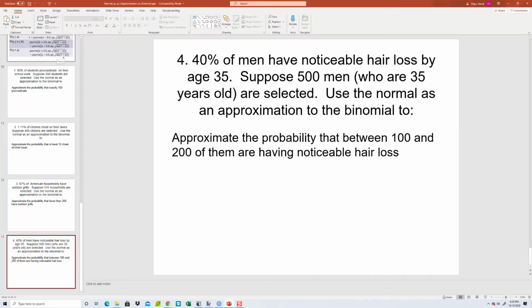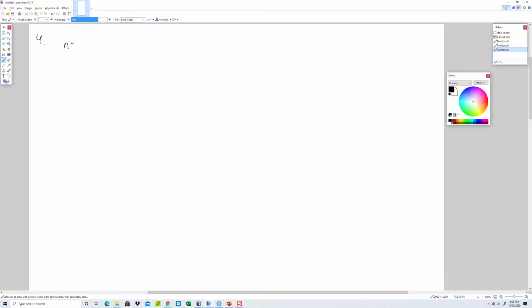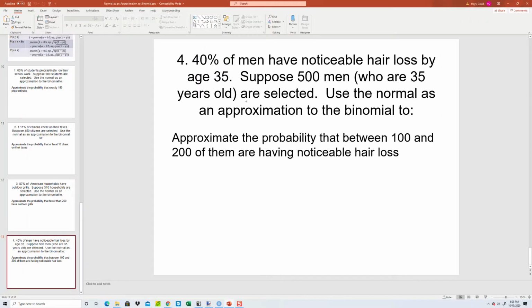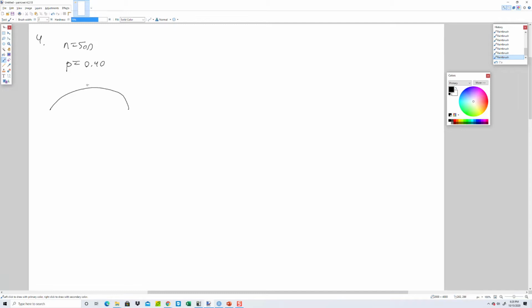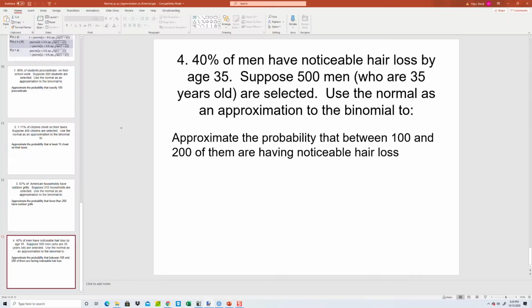Okay, so 40% of men have noticeable hair loss by age 35. Suppose 500 men are selected, so N is 500. And P is 40%, so 0.40 or 0.4. Now, if it says between two values, you can assume unless it tells you otherwise that it includes them. So down here it says approximate probability between 100 and 200 of them are having noticeable hair loss. So 100 to 200 of them.